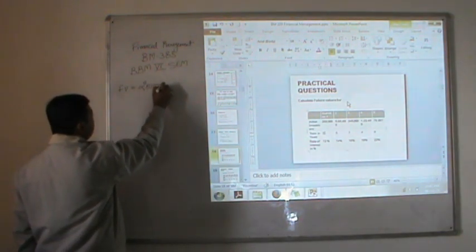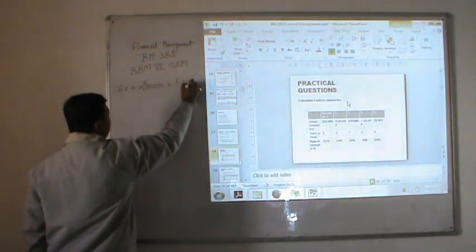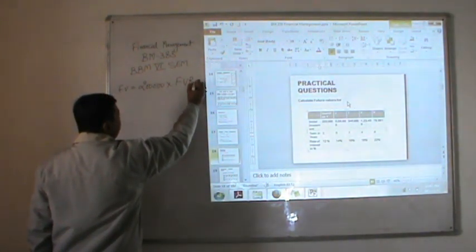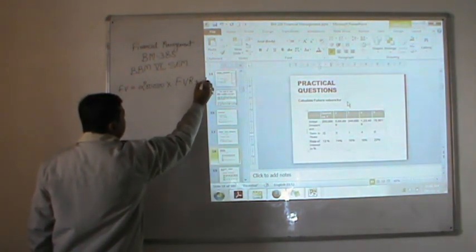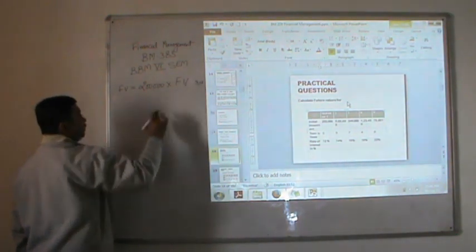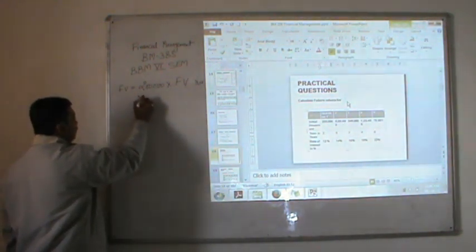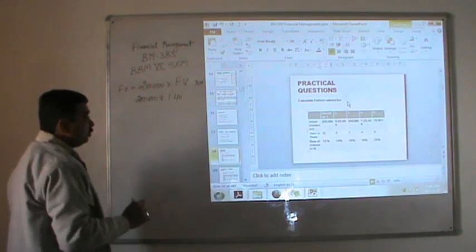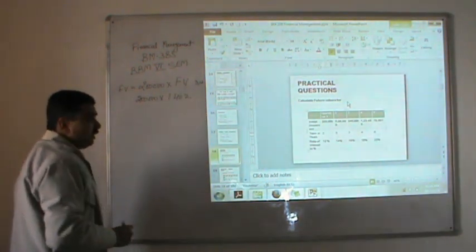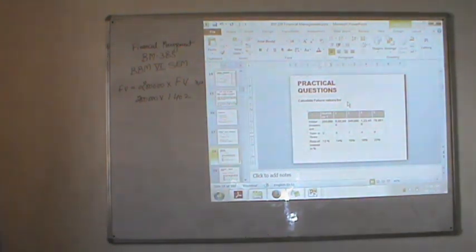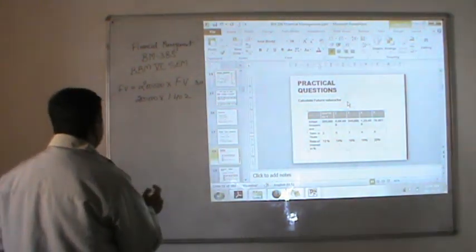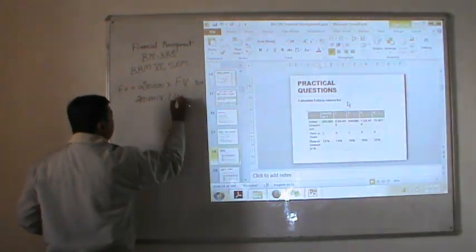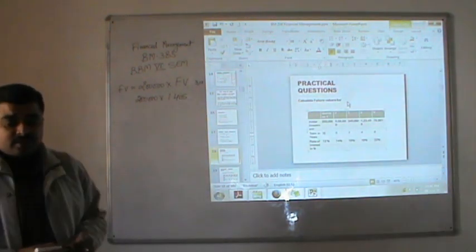2 lakh into future value of rupees 1 for 3 years, 12% rate of interest. So we write FV 3 and 12, and that will be 2 lakh into 1.402, which we have calculated with the help of the table. So with the help of using the table, we can calculate the values. It was 1.405, so we can make it correct. Now by multiplying this, we will be getting the answer of the question.